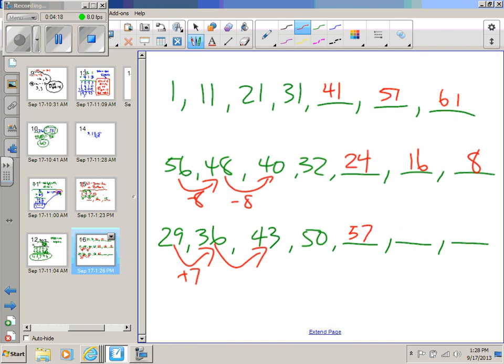Awesome. Very good. Let me get all three. Very good. Writing a rule. Because when we have these sequences, we'll be filling in the missing values, missing terms. You're going to write a rule for it.